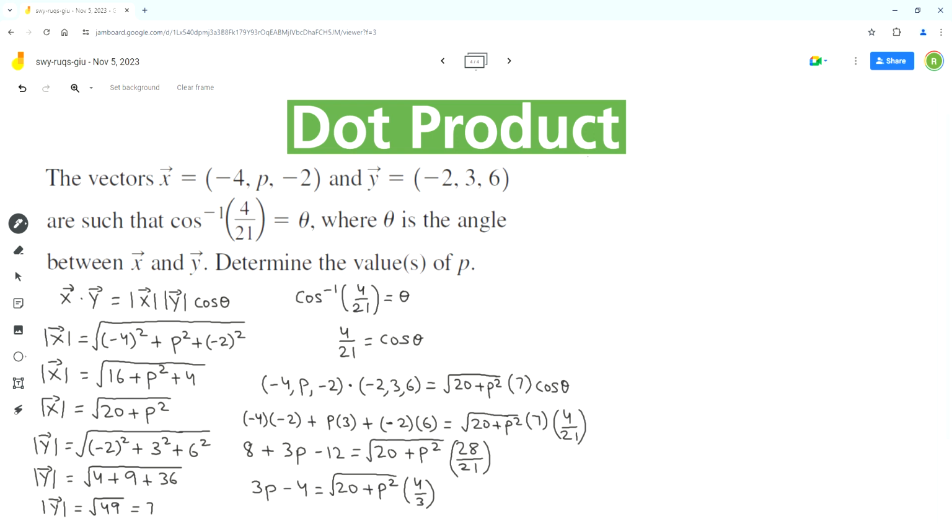Now in the next step, we can cross multiply the 3 to the left side of the equation. So we get... now we have to solve for p, and on the right side p is under the square root, so we can get rid of the square root by squaring both sides.